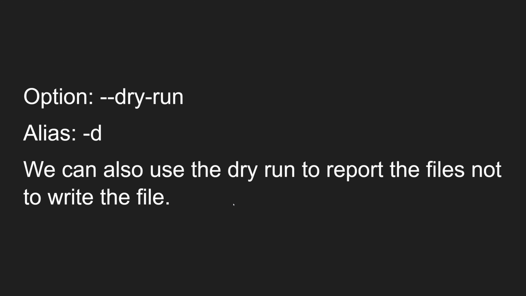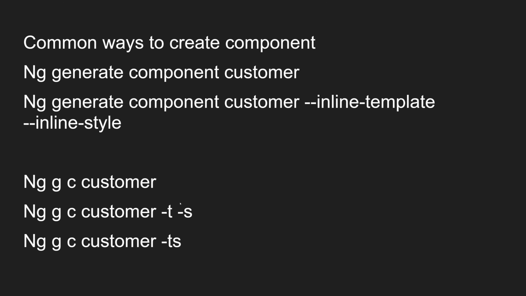So this is the thing you need to understand. The -d option is used to cross-check which files are going to be created, to verify whether the command I have entered is doing the correct thing or not. In order to check that, you can mention this dry run.